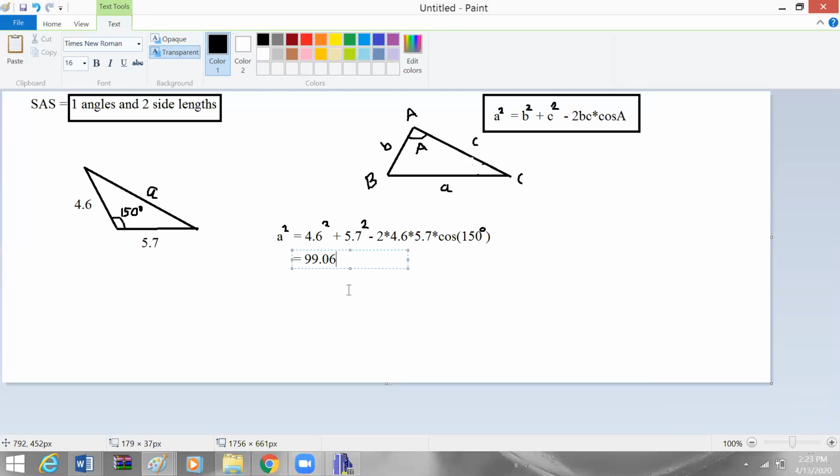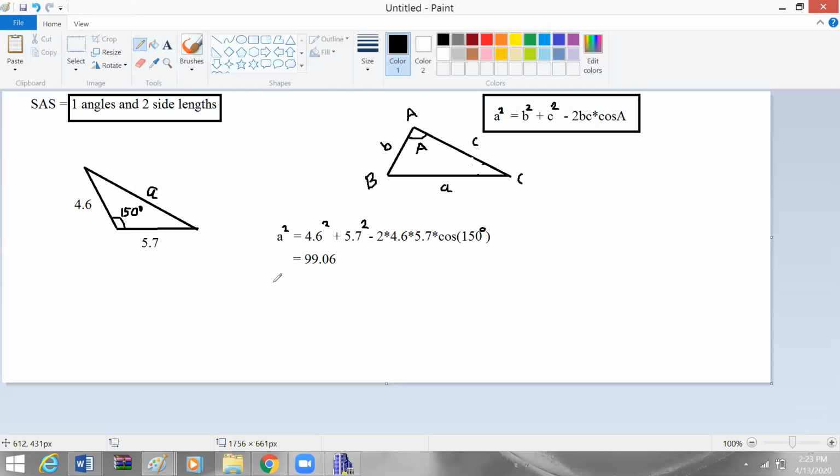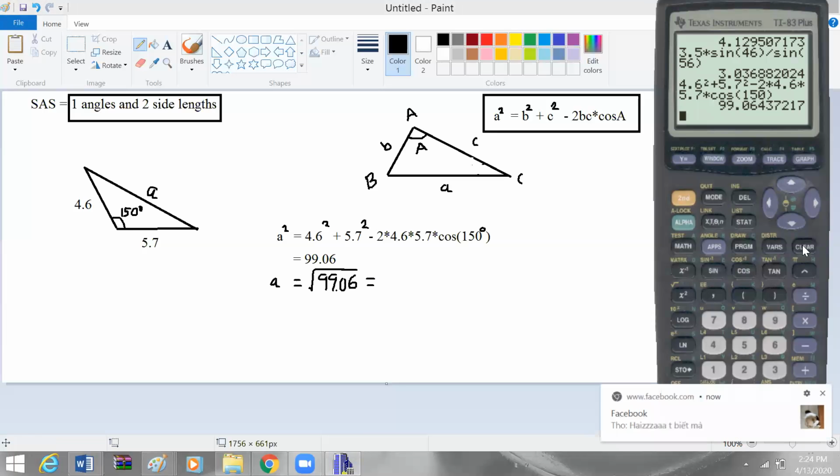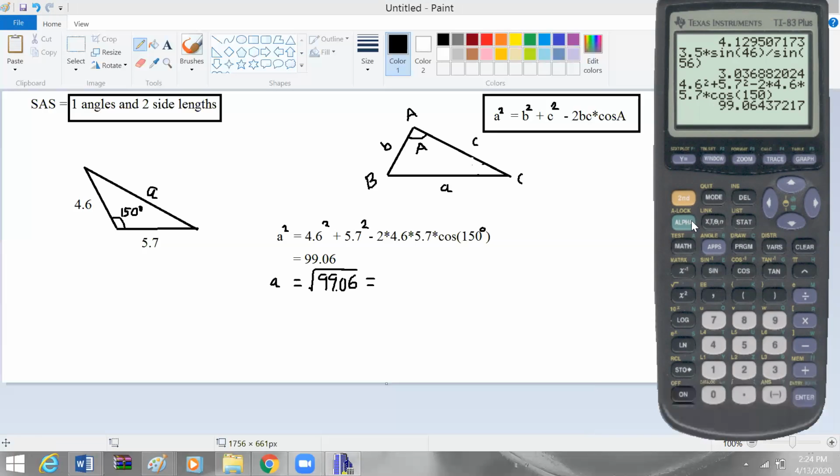Okay, and finally we need to solve for a. We're going to take the square root for that. So a would be the square root of 99.06. And of course, we're going to use the calculator again. So it should be around 10, so that should be 9 point something, 9.9, 9.8 in this case. So we're going to take the square root of that.